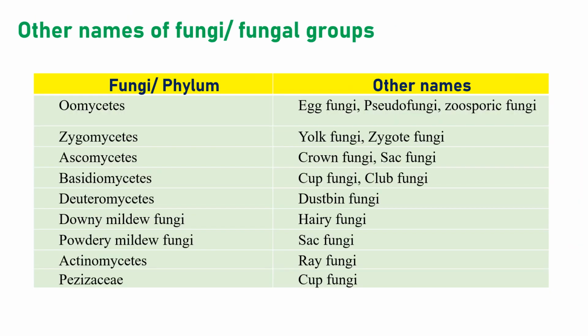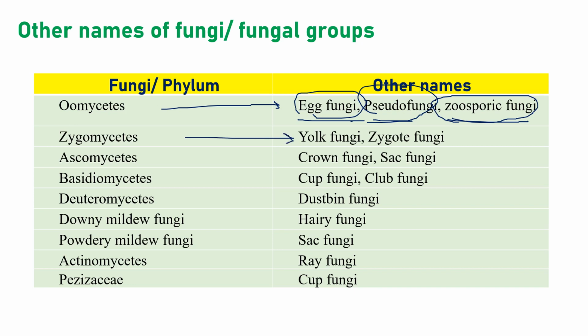From an exam point of view, there are other names for the phyla that we have discussed. Oomycota is otherwise called egg fungi, pseudo fungi, or zoosporic fungi because they produce eggs. It is not a true fungus, that's why it is known as pseudo fungi. They produce zoospores, that's why it is called zoosporic fungi.